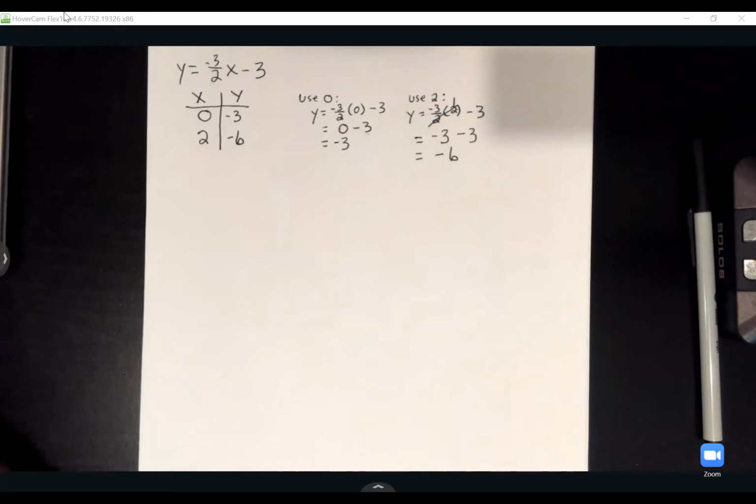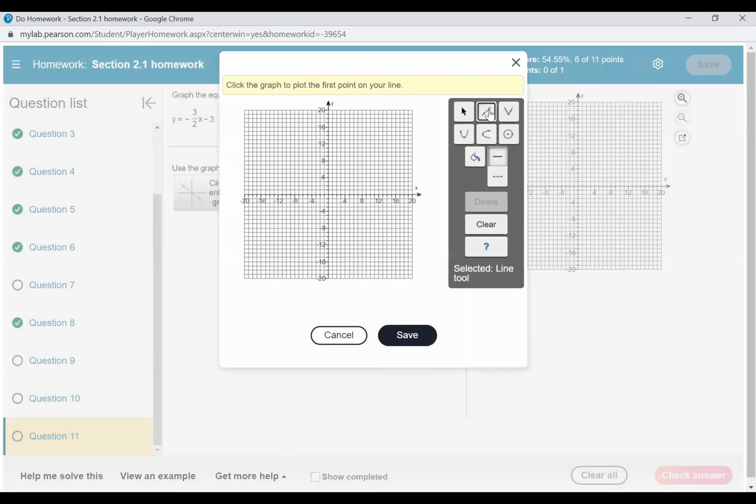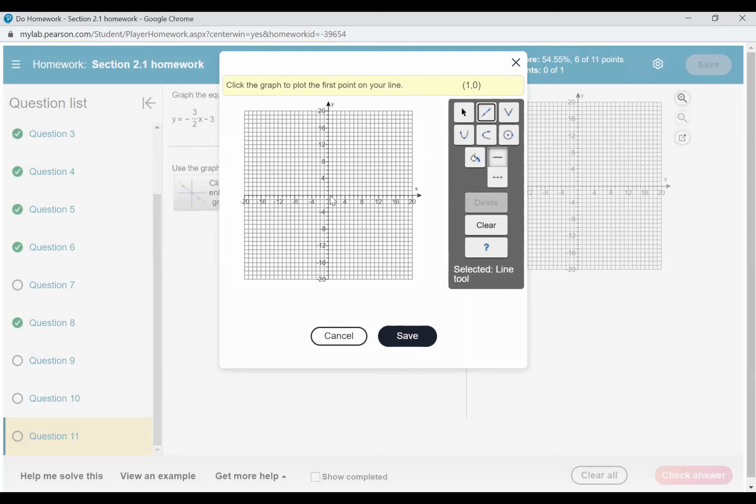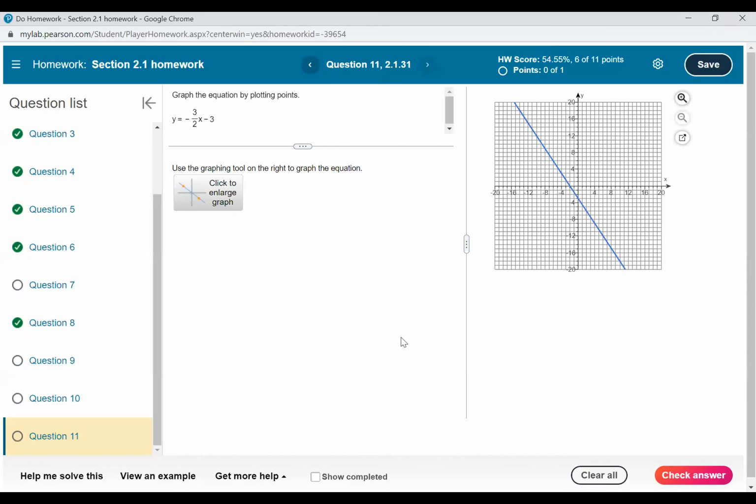All right, y'all, let's go graph that one. So we're going to click to enlarge our graph. Grab our line tool. So my first point was 0, negative 3. So this one's going by ones again. So 0, negative 3. Click that. And then we had 2, negative 6. So I'm going to go right 2 and down 6. All right, whoops, right there's 2, negative 6. Click that and be done. Ooh, my hands get a little shaky on that math lab sometimes.